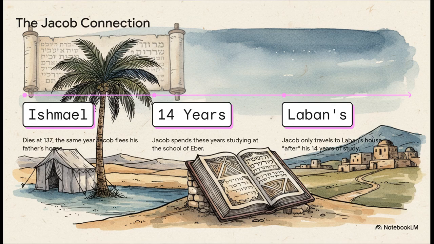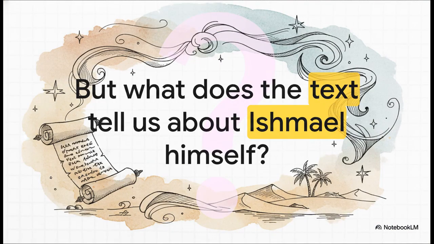So Rashi uses Ishmael's death as a kind of anchor point, a pin on the map. And he calculates that Jacob must have spent 14 years studying somewhere before he ever showed up at Laban's place. And just like that, this seemingly random detail about Ishmael's age fills in a huge missing piece of Jacob's story. It's amazing.